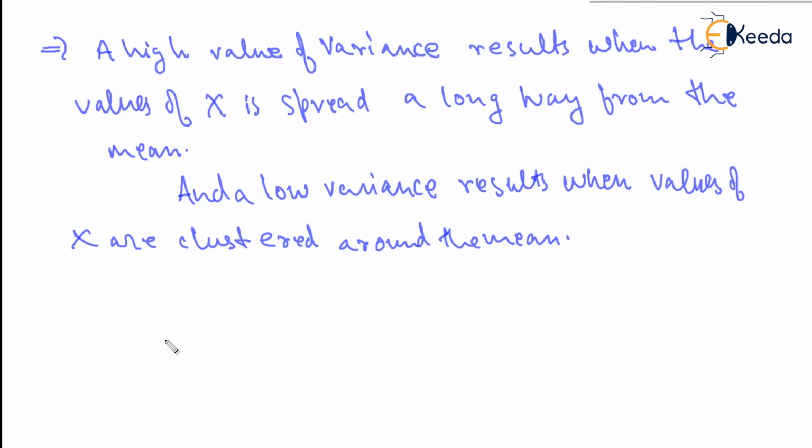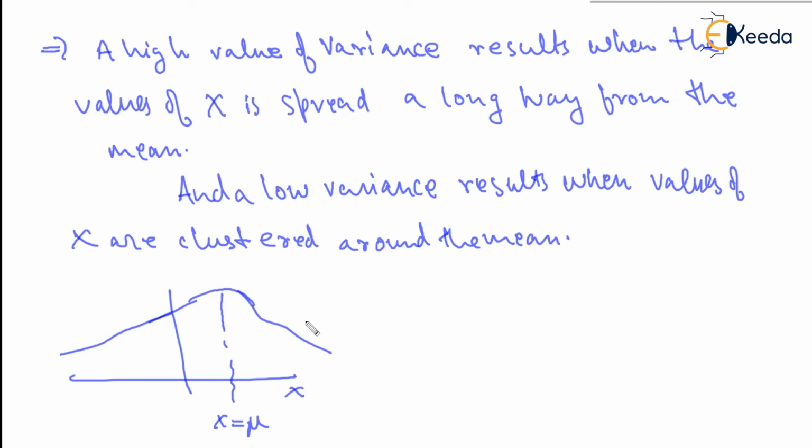That is, let's say this is the random variable and let's say this is the mean, x is equal to mu. So if the graph of this density function is spread, let's say it is spread like this, then in this case we can see that this random variable is spread a long way from the mean value. If this is the mean value, x is equal to mu. So in this case you can have high variance.